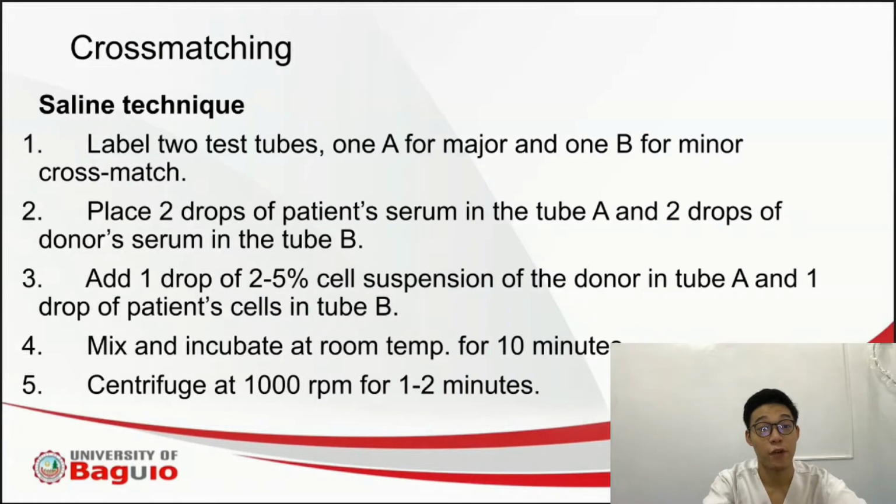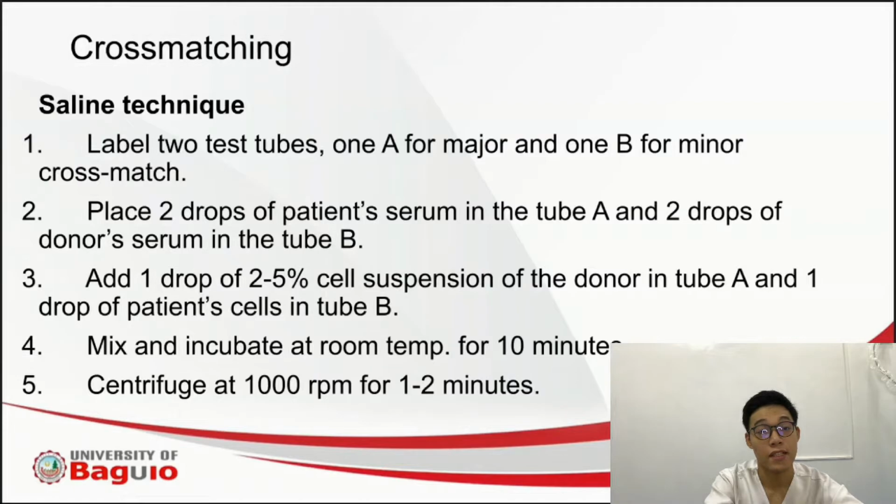And now let's proceed to cross-matching for whole blood transfusion. First, we are going with the saline technique. This technique is designed to detect the IgM antibodies of the ABO system. As you can see here in the procedure, we first have to label two test tubes, 1A for major and 1B for minor crossmatch, and place 2 drops of the patient's serum in the tube labeled A and 2 drops of donor serum in the tube labeled B. Then we have to add 1 drop of 2 to 5% cell suspension.